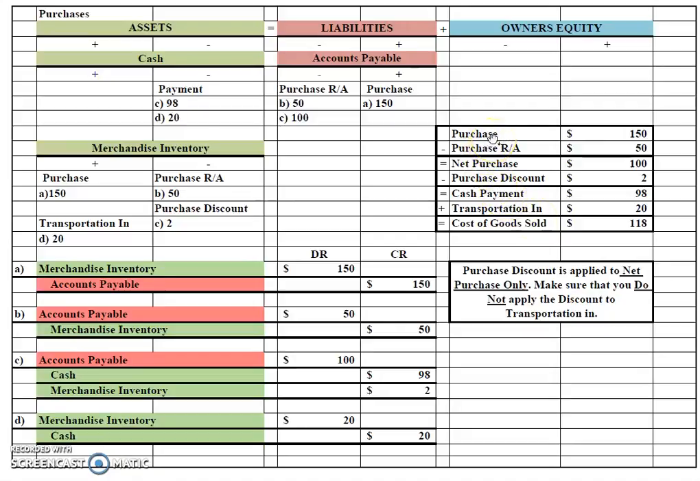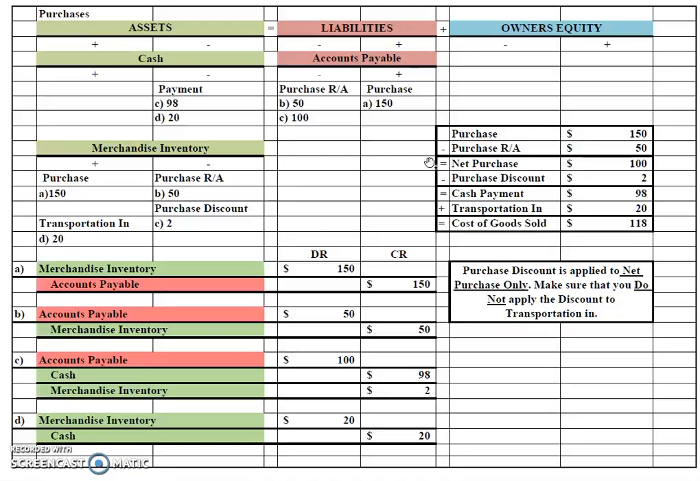We purchase merchandise inventory at cost, in this case, $150. We could have purchase returns and allowances. If we find something that's damaged or something that we didn't want, we can return it. So the purchase minus the return or the allowance will give us a net purchase.